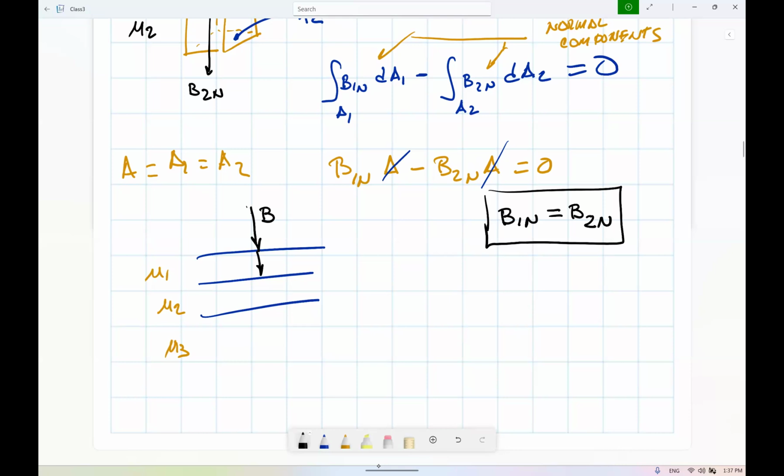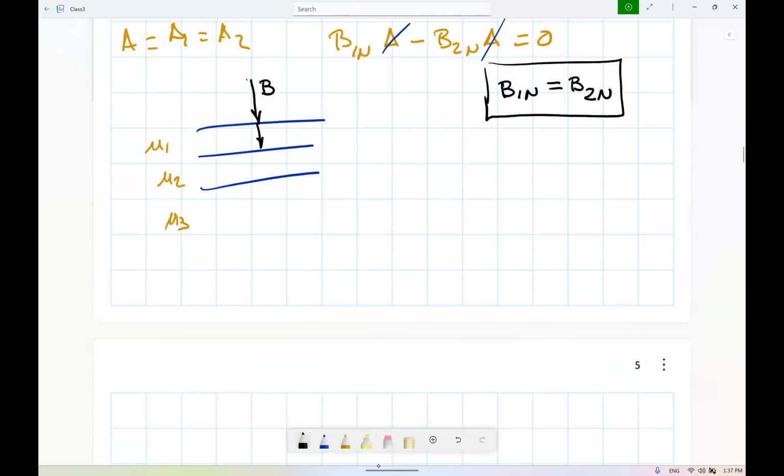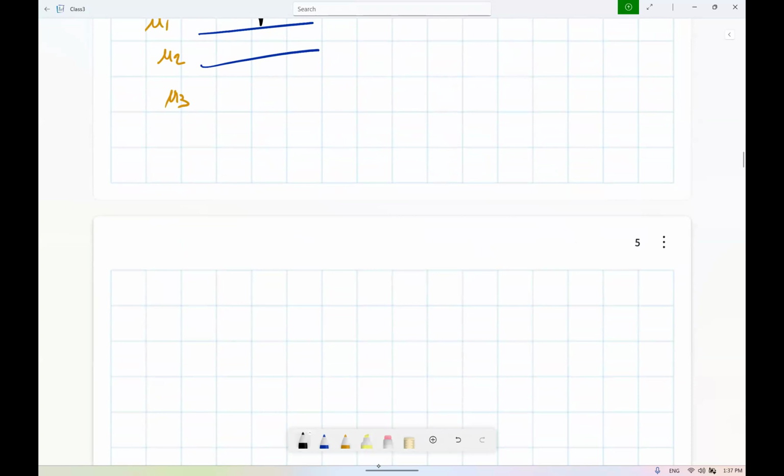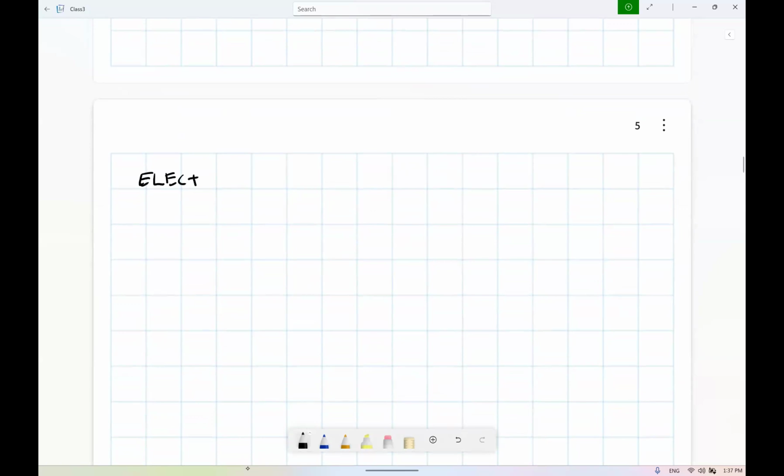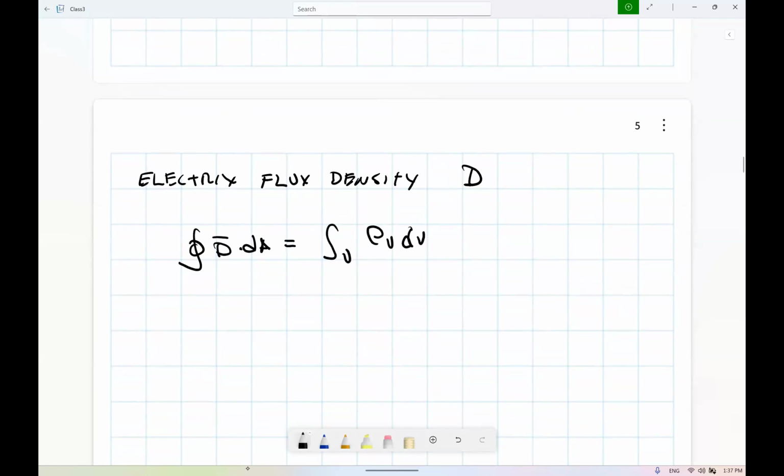I would do the same for D. So instead of the magnetic flux density, I will have the electric flux density, which is equal to D, right? And I do exactly the same. I do the integral of D dot dA equal to the volume integral of rho v dv, and I will make it equal to the surface integral of rho s dA. So this is the charge, and this is also the charge, okay?